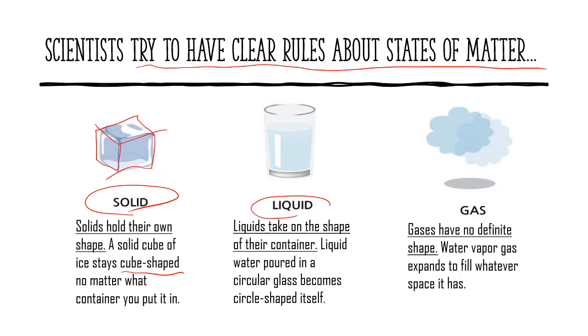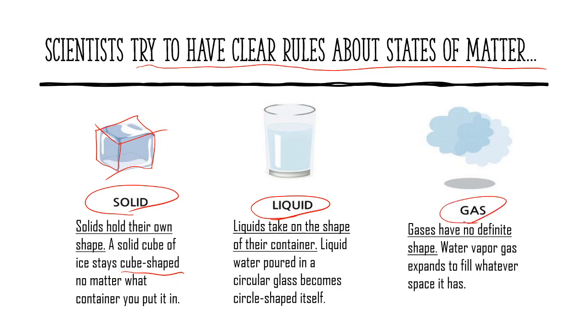Compare that to a liquid. Liquids are defined by the fact that they take on the shape of their container. So, looking here, we see that liquid water poured in a circular glass becomes circle-shaped itself. So this glass, right, is kind of the shape of a circle, or really you would say a cylinder. And when you pour the water into it, the water just fills up all of that space, and now you have a cylinder of water because it's in a cylinder-shaped glass. That's why it's a liquid.